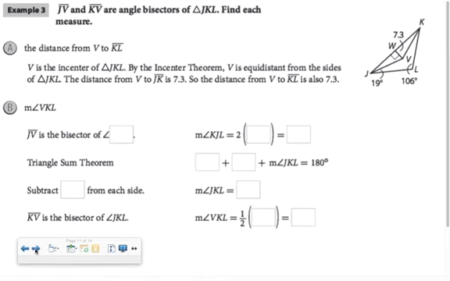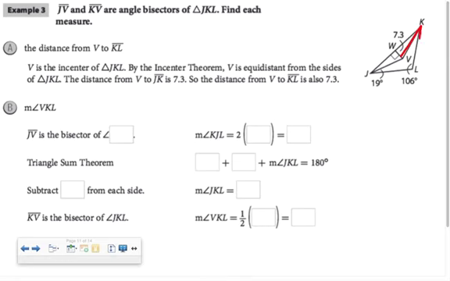So in this example, I am told that JV and KV are angle bisectors, and I'm asked to find these different measures. I'm asked to find the distance from V to KL, and the distance from V to KL would be the same as the distance from V to JK. Notice that since the distance from V to JK is 7.3, that's why the distance from V to KL is also 7.3. In part B, I'm asked for the measure of angle VKL.